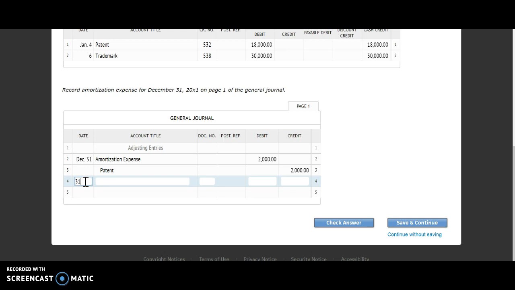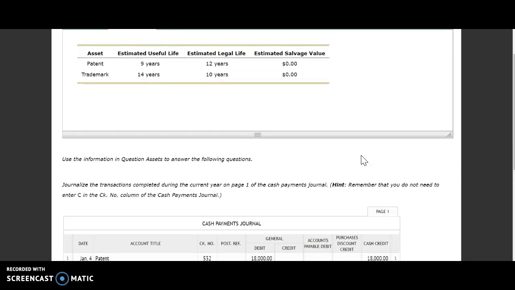Okay, next one we are going to do for our trademark. So it's the 31st still. And again, we're going to debit our amortization expense. And we're going to credit this time our trademark. So now we have to figure out how much we're going to debit and credit. So we'll go back up. We paid $30,000 for our trademark. The estimated salvage value is 0, so that's just going to leave us $30,000.